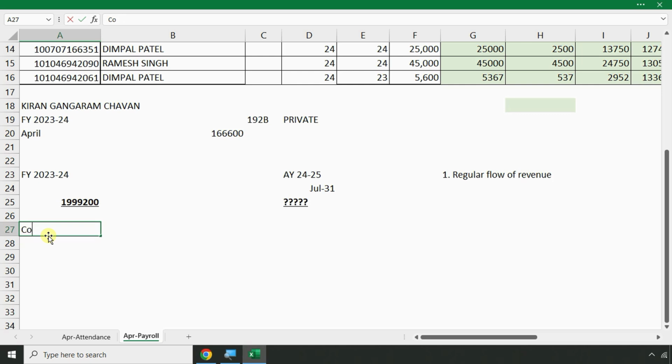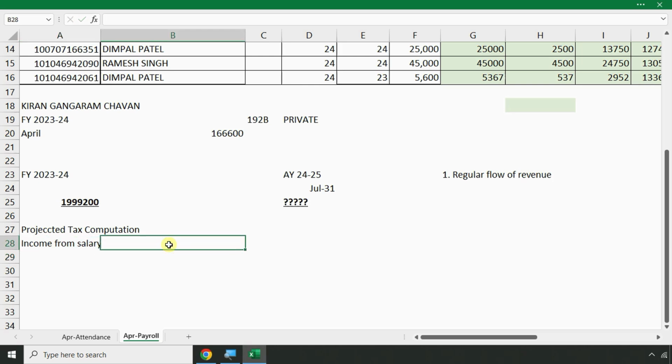What computation? Income tax projected, not accurate now, because based on his presence and absence it may reduce or increase. I need to do a projected income, estimated calculation. So for the financial year, projected tax computation. What is the income from salary? For Kiran Gangaram, now I am going to calculate his future, expected tax.